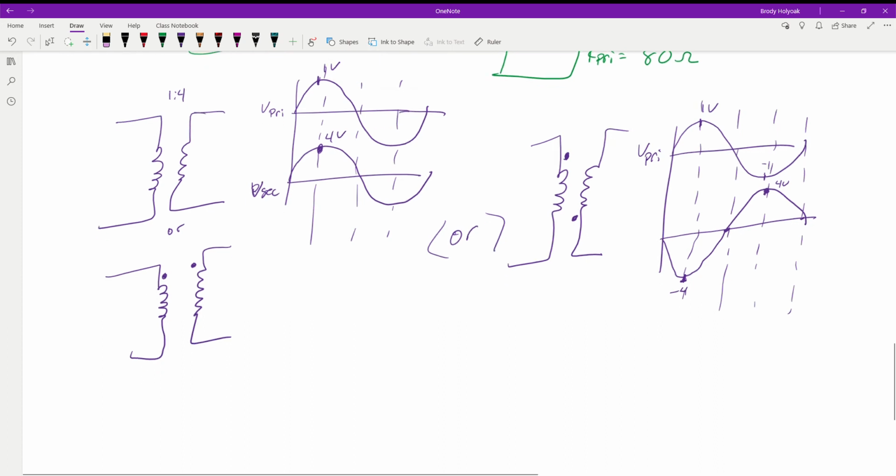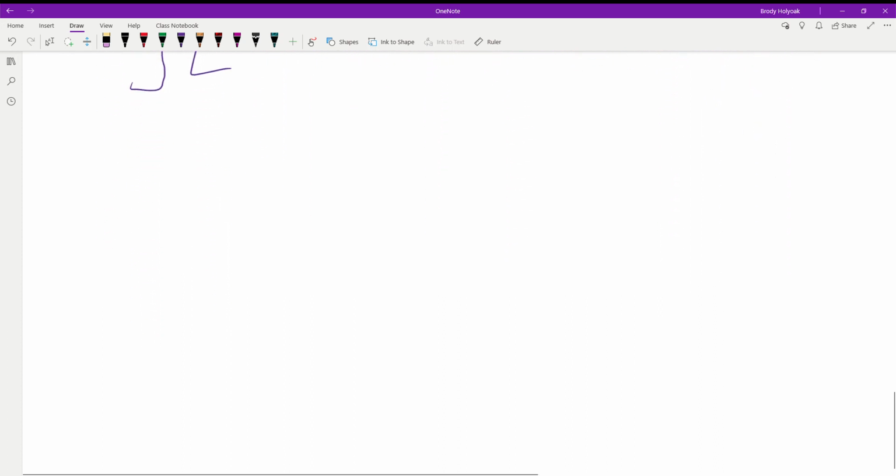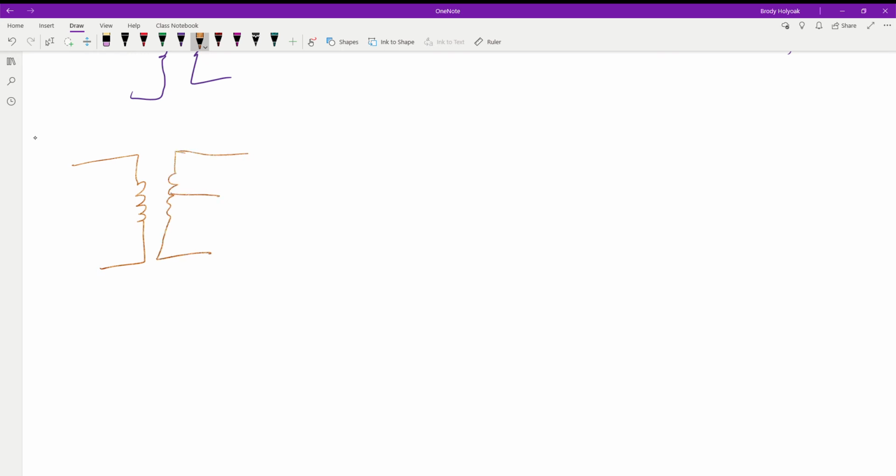Another thing that we need to talk about is different configurations of the transformers. So if we have a transformer here, we can then put a center tap on this guy. So we're going to split this in half. So basically we have 50% here, we have 50% here. We're going to label those points A, B, and C on our secondary.